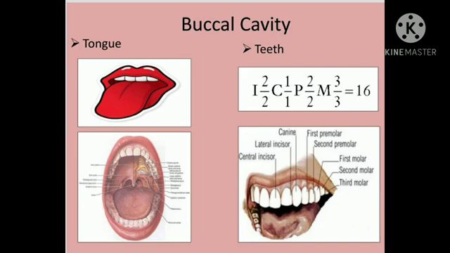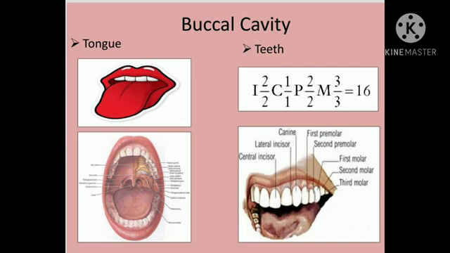So by seeing this, we can say 8 into 2, how much? 16. 16 teeth in each jaw, that equals 32 teeth on both sides. So this is how the dental formula has been calculated.